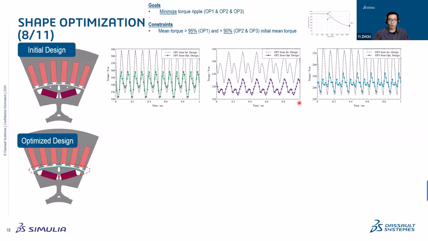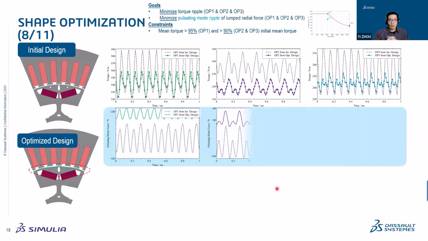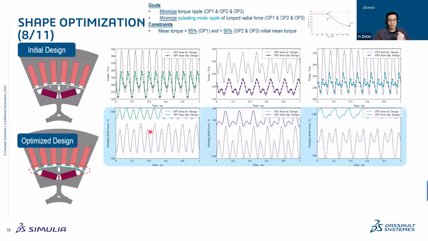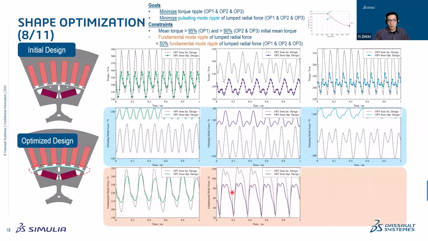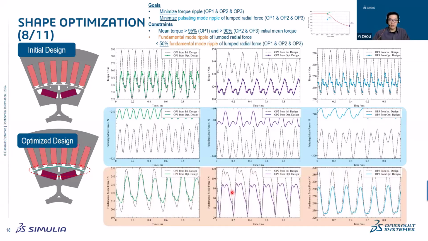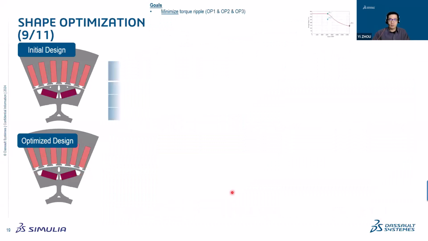the OP2. So we have no before. And also we want to minimize torque ripple. So for sure, the gray dashed one has the big oscillation, and the colored one has less oscillation. Also for the fundamental mode, yes, we also have less oscillation. And then let's compare the real values.